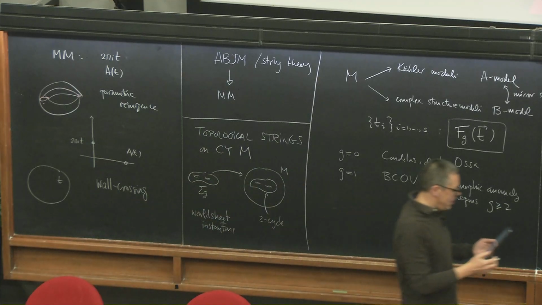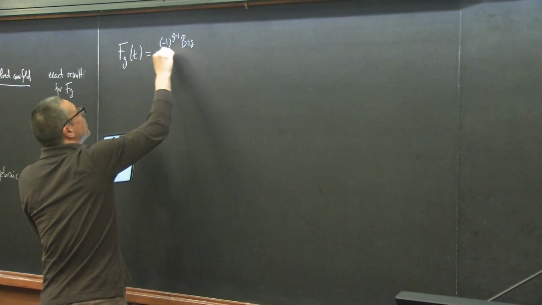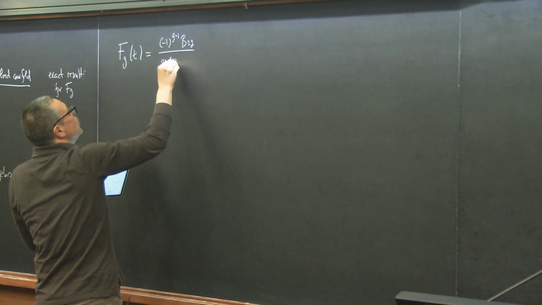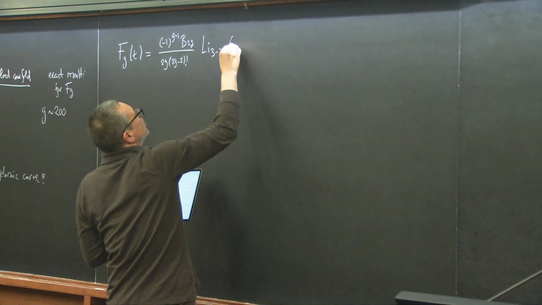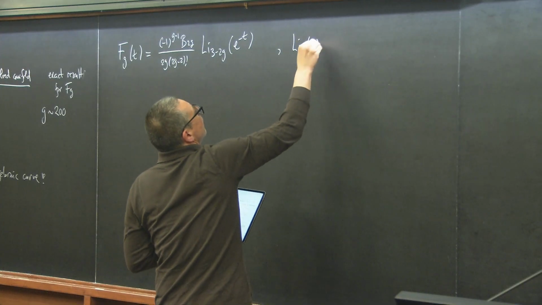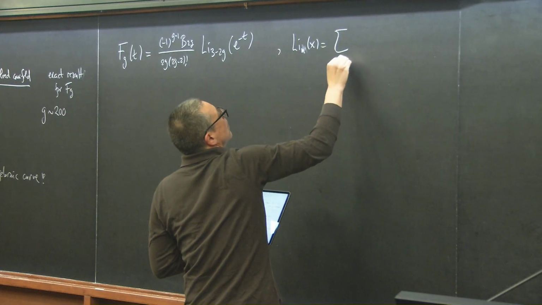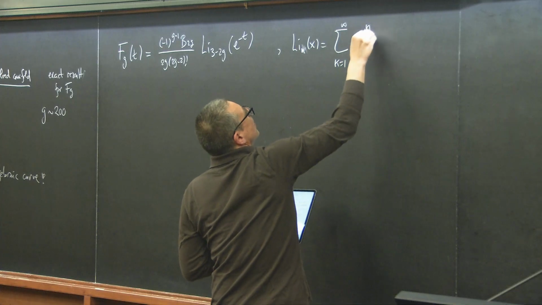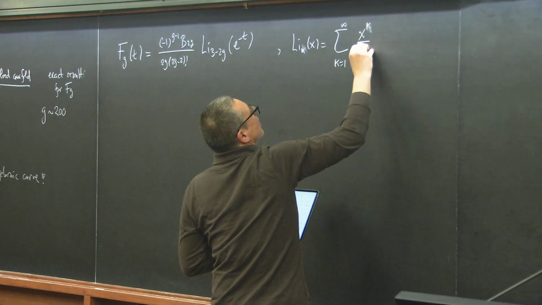Okay, so let me write the formula for F_g of t. Again we have Bernoulli numbers in the game. We have 2g minus 2 factorial, and then we have here the polylogarithm function of e to the minus t. If you have never seen this function, it is the sum over k of x to the k divided by k to the n.